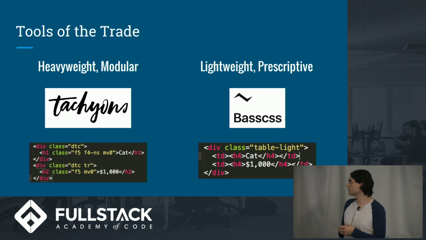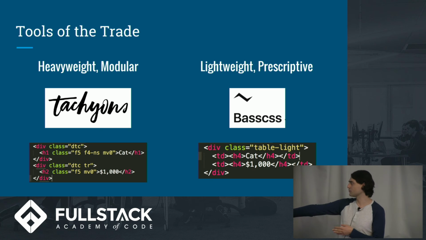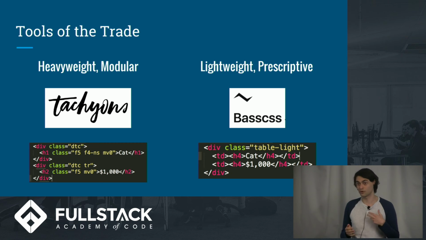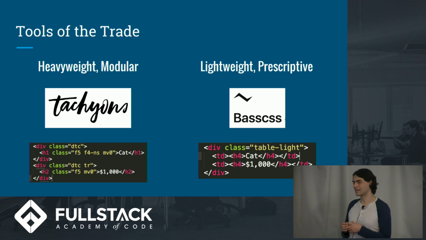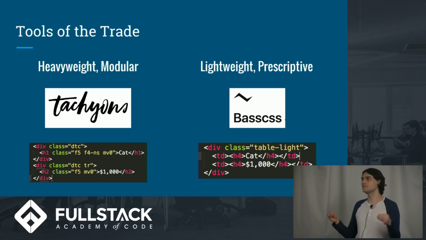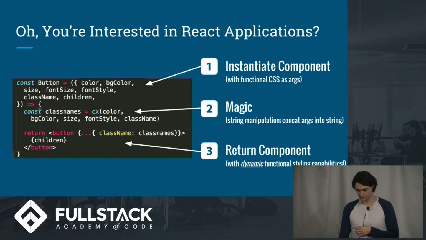There's Tachyons, which is more heavyweight, but also more modular. Its syntax, as you can see in the bottom left, is also a little bit more complex and difficult to understand. Base CSS, which is what I've used more of, is more similar to just writing HTML. It's more reliant on the native styles you have in HTML tags themselves, and a little more lightweight.